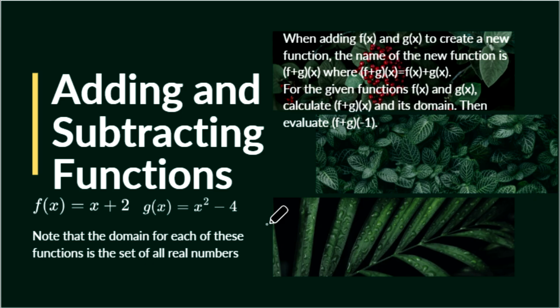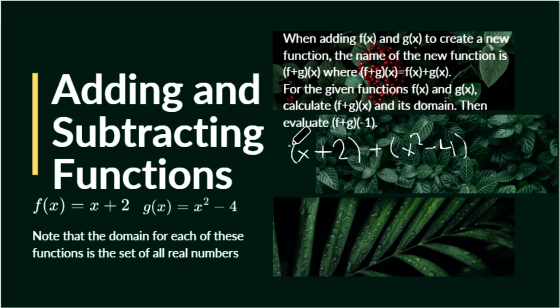So we're going to do 2 separate problems here. Note that the domain for each of these functions is the set of all real numbers. We'll get into the domain thing in a minute. It's the only part of this that might be tricky. Okay? So if we're doing f plus g, we're going to take f, which is x, plus 2. Okay, I'm going to put it in parentheses just so that you can more easily see what's going on. And we're going to add g, which is x squared minus 4.